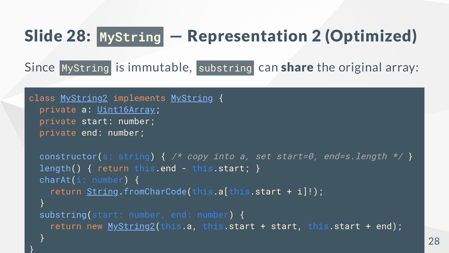Look at the length method. It returns end minus start. No need to measure the array itself. Look at char. Instead of just indexing into the array directly, it offsets by start first, so index 0 maps to a[start]. And most importantly, look at substring. It does not copy anything. It creates a new myString2 object that points to the same array, with adjusted start and end values. This is significantly faster for substring-heavy code, and it uses less memory. The same data is reused rather than duplicated.